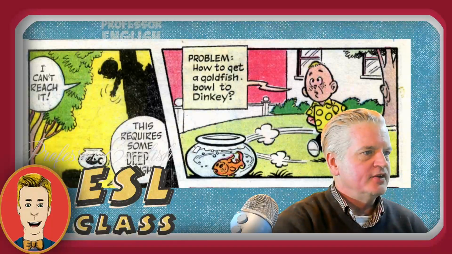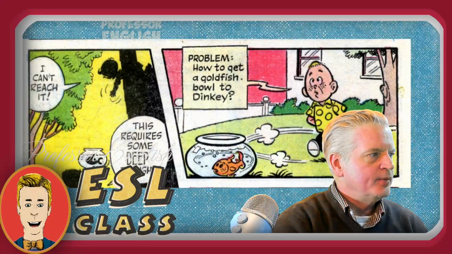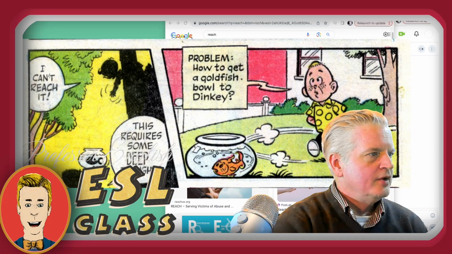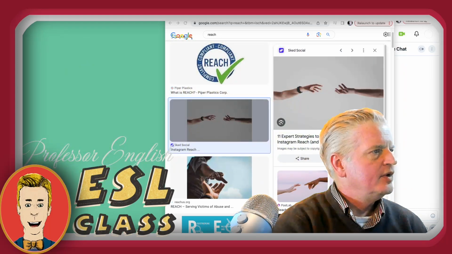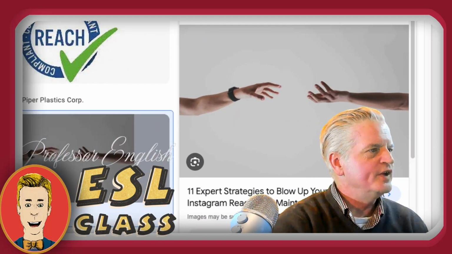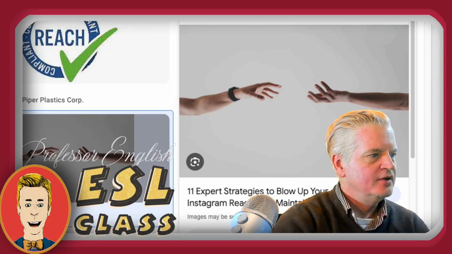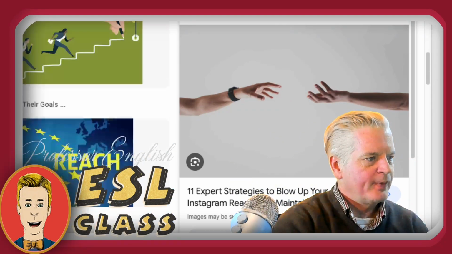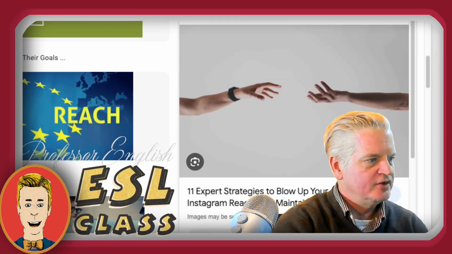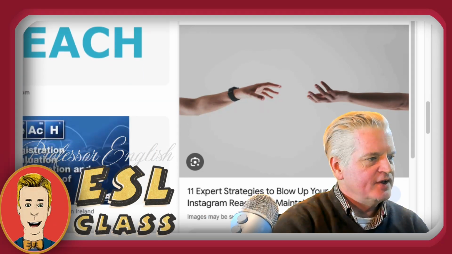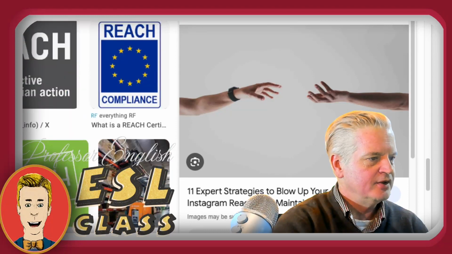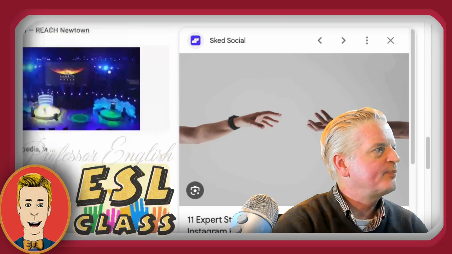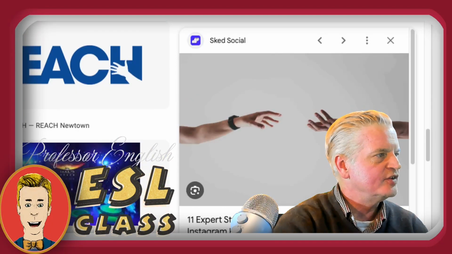Let's see what happens if we look for the picture of reach. So these are trying to reach each other. They're trying to touch, but it's not easy. Let's see if we can find another reach. So I guess you can think of reach as trying to touch something, attempting to touch something. Okay, there are no more good pictures here.